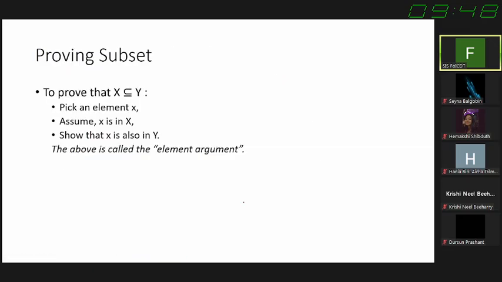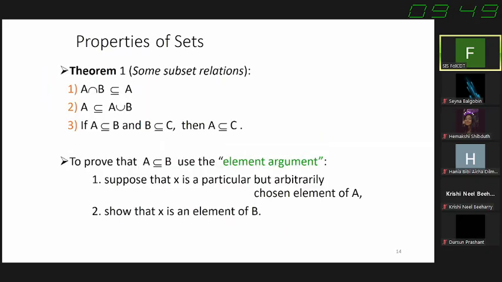So to prove X is a subset of Y, pick an element of X, assume that x is in X, show that x is also in Y. This is called the element argument, right? So if you want to prove that X is a subset of Y, pick any element x of the set X, and show that x is also an element of Y. Okay, so it's pretty simple to understand this. If you have any issues, please let me know.